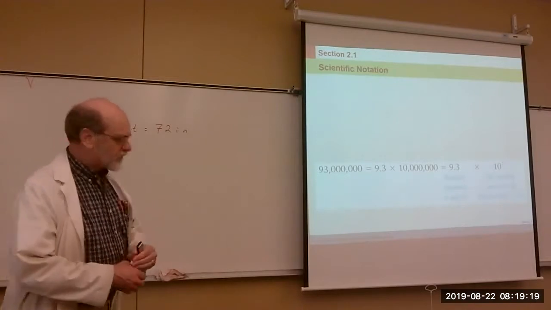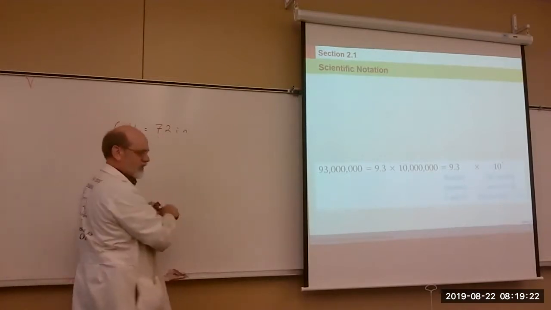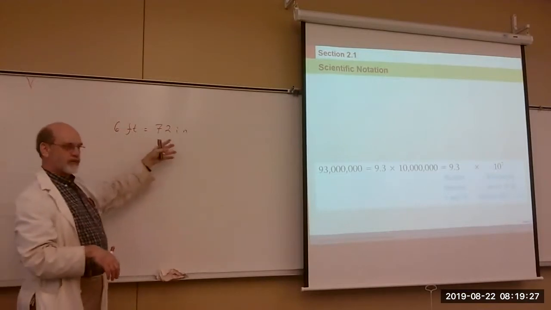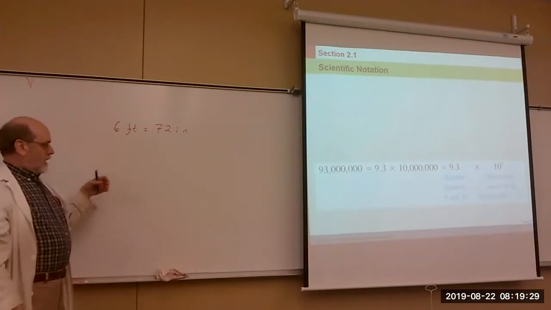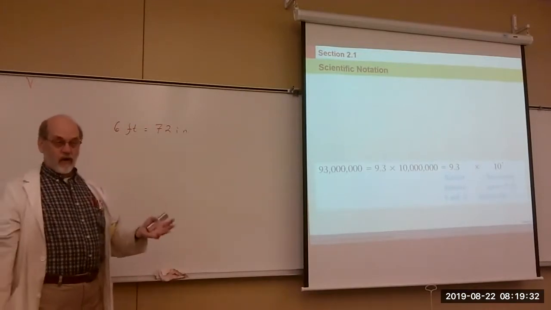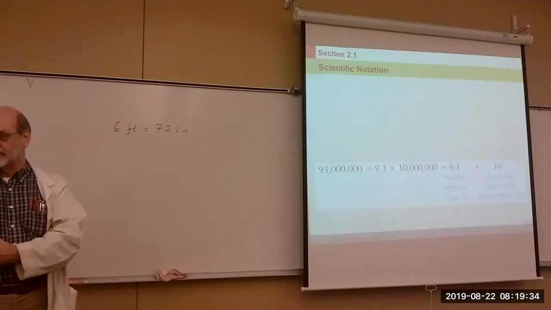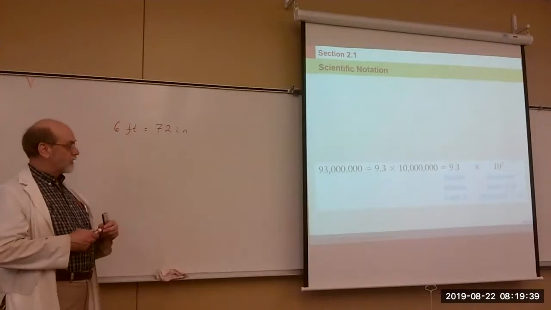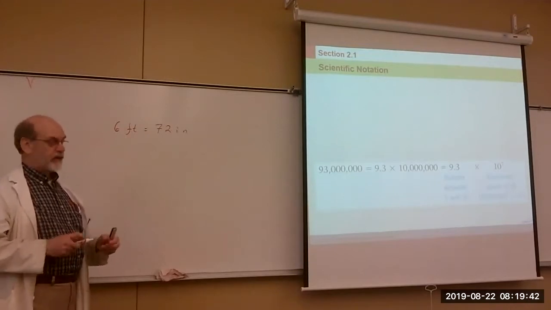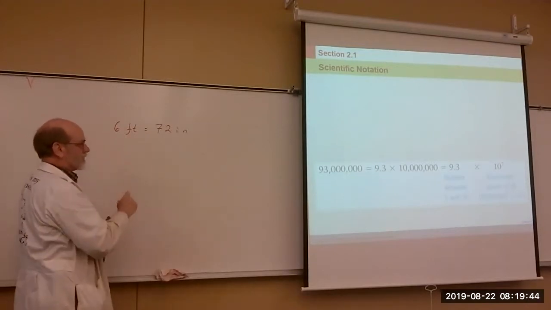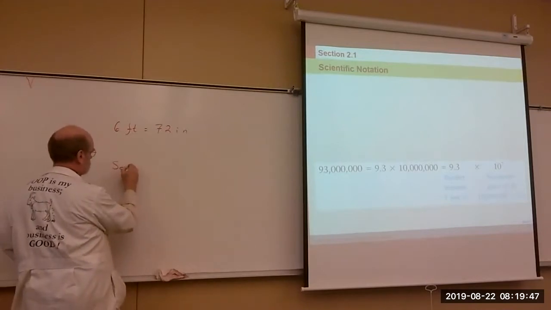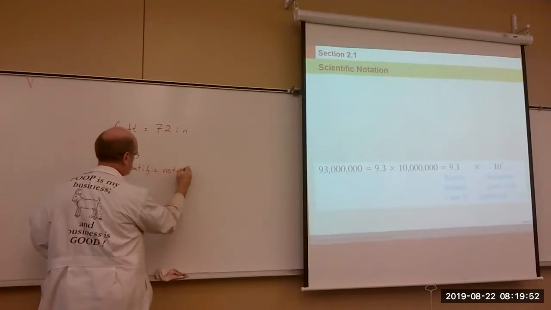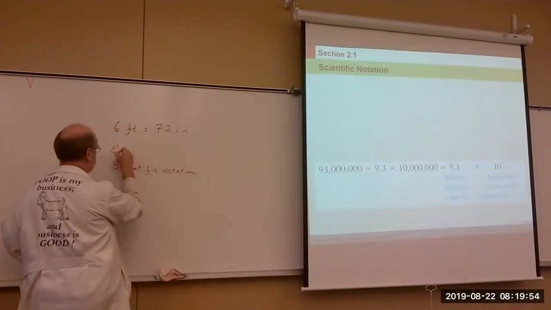Okay, so when we're dealing with numbers like this in what we call standard notation, it's just a number, sometimes a decimal point's involved. Sometimes those numbers get very large or very small. They're difficult to deal with. So we have a way of dealing with them called scientific notation. Now, scientific notation itself is a subset of exponential notation.